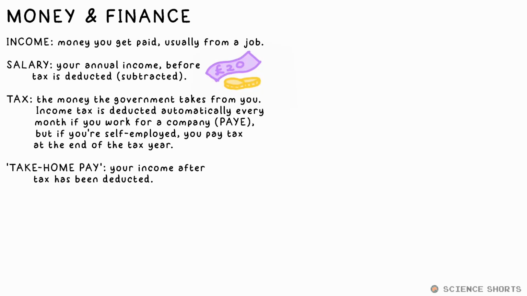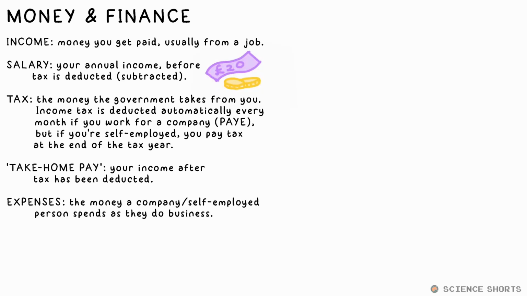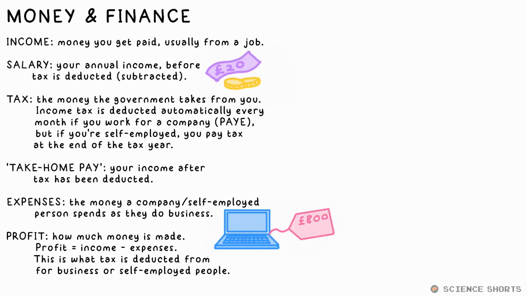If you're self-employed though, you basically run a one-man or one-woman business like I do now. You have income, but then you have to spend money on things too. We call those expenses. For example, me having to buy a new laptop to make these videos after my old one died, rip. Profit is income minus expenses. You then pay taxes on this profit. Businesses also have to pay taxes on any profits made.